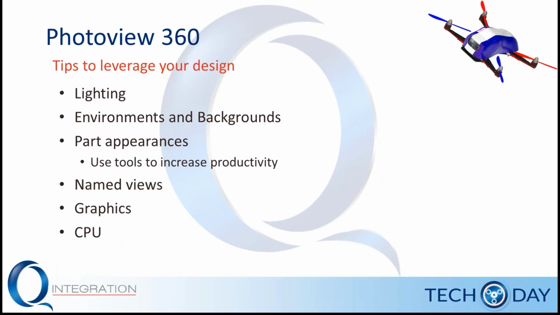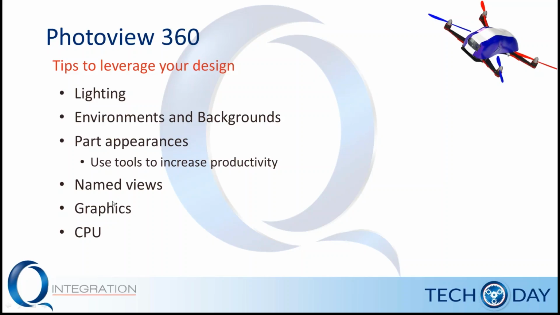There are some tips that I'm going to offer to you in terms of creating an efficient rendered image from PhotoView 360. There are a lot of different options that you can use to experiment with, which include lighting. You can change environments and background settings, part appearances. I'm going to go ahead and show you some productive tools to help me manage that information very quickly. A couple of things that I'll mention before we get into changing some of those options.